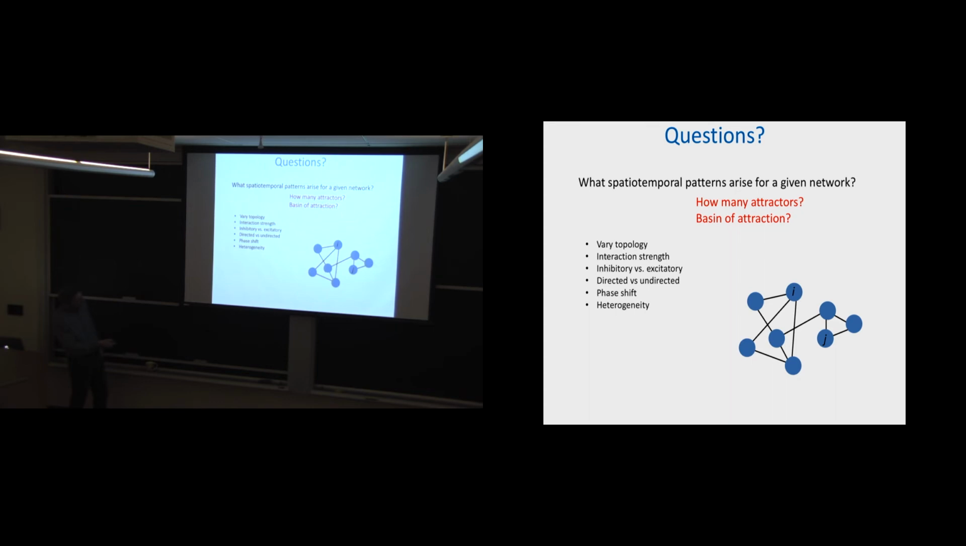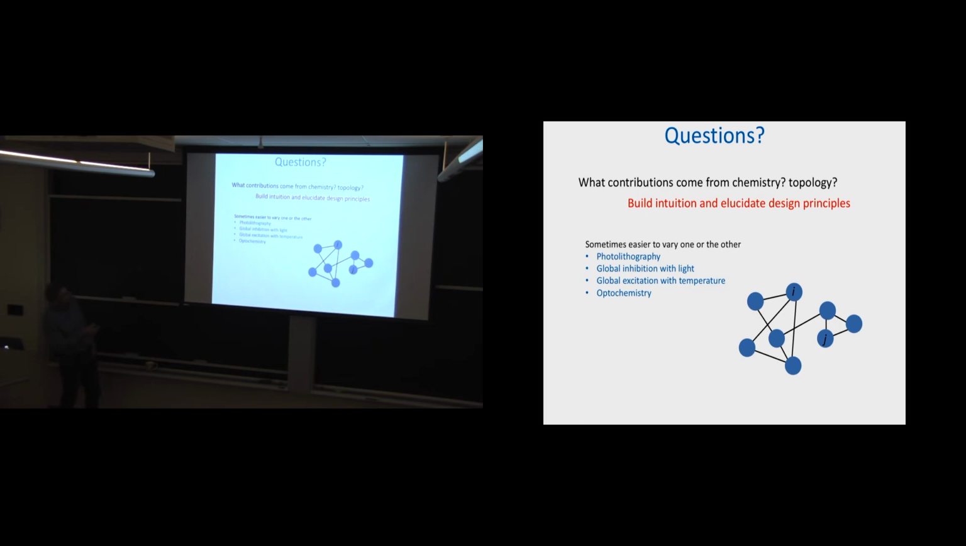Given a network, what kind of spatial temporal patterns arise? How many attractors? What are their basins of attraction? And then what happens when you vary topology, interaction strength? If you make the connections inhibitory or excitatory, directed versus undirected? If you allow phase shifts between the connections or heterogeneity? So we can explore these kinds of fundamental questions.